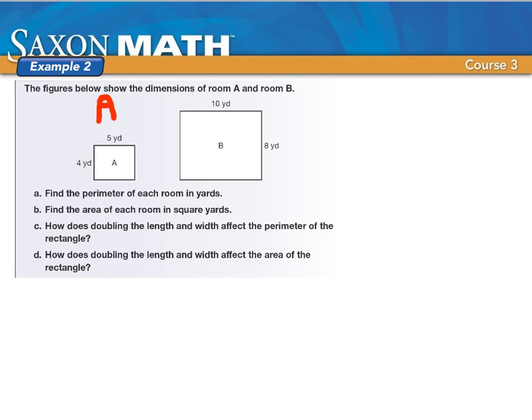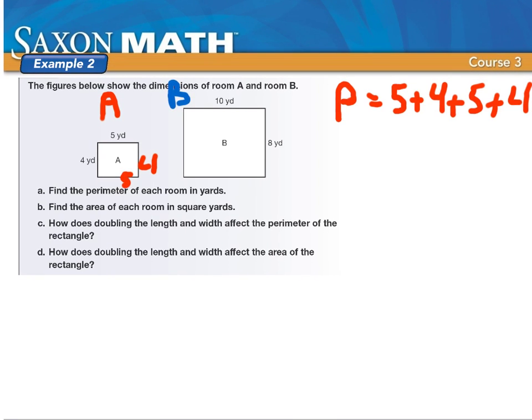Okay, and I'm going to make the red A and the blue B. So I'm working with the perimeter of A. Perimeter is all the sides added up. So I'm going to take 5 plus 4 plus 5 plus 4, because again, this one's 4 and this one's 5. That's where I got that from. And 5 plus 4 is 9, plus 5 is 14, plus 4 is 18. So the perimeter is 18 yards. So A is 18 yards.